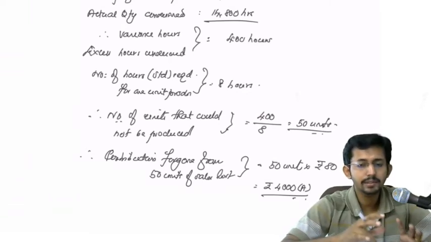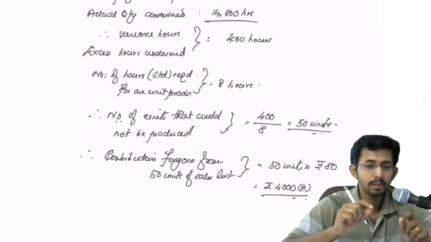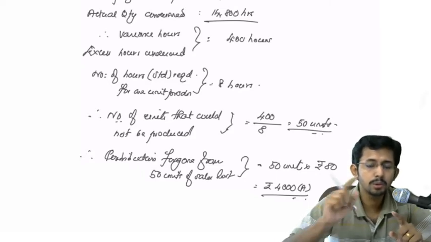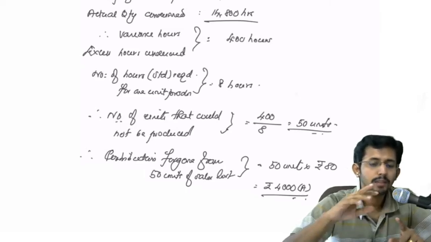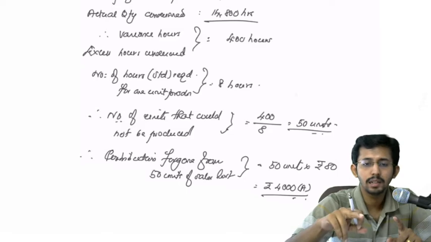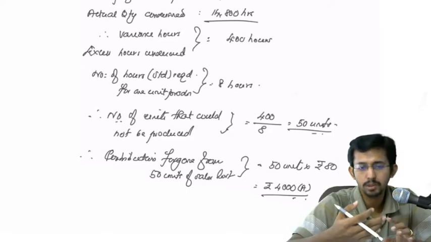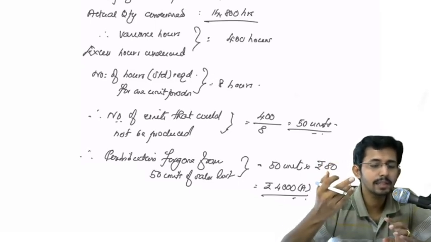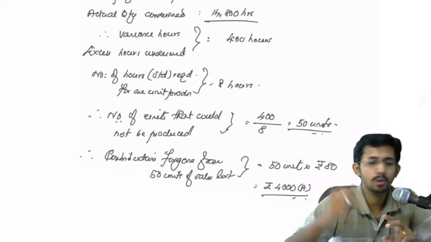Whenever there is scarce resources, you have to find out the number of units of output, standard units of output, which you could not produce due to the excess consumption of that scarce resource. Then find out what is the standard contribution that you forwent from that particular excess hours or excess inputs consumed. Then that should be reduced from sales volume variance, and it should be added with what? That corresponding factor cost variance.